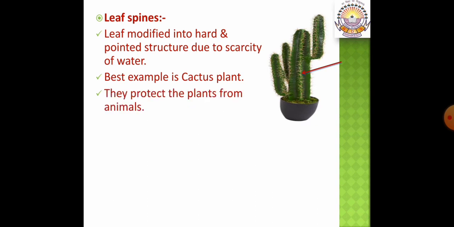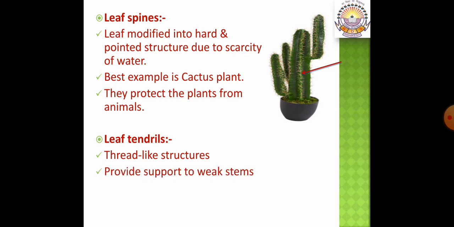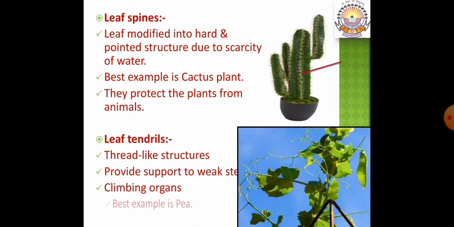Now next is leaf tendrils. You can see them most probably in climbers, and these peas are the best examples, and these are the tendrils which we are talking about.